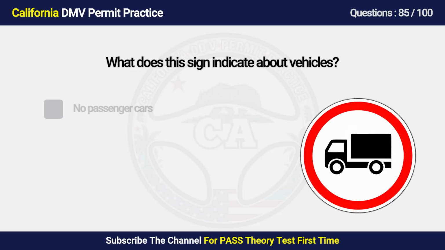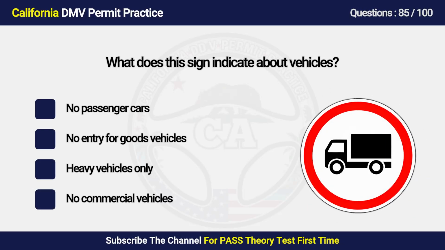Question 85. What does this sign indicate about vehicles? A. No passenger cars. B. No entry for goods vehicles. C. Heavy vehicles only. D. No commercial vehicles.